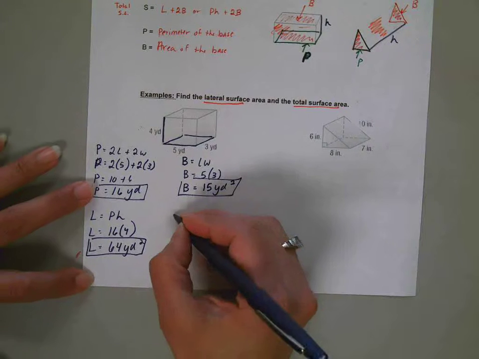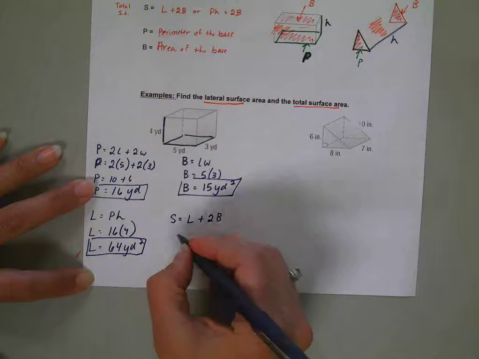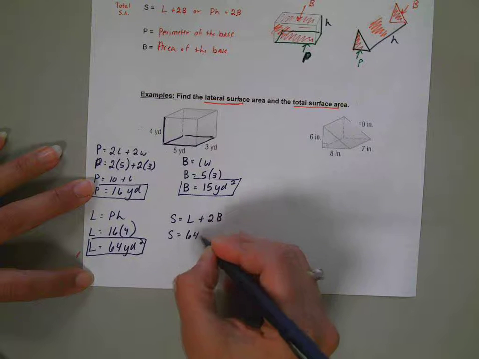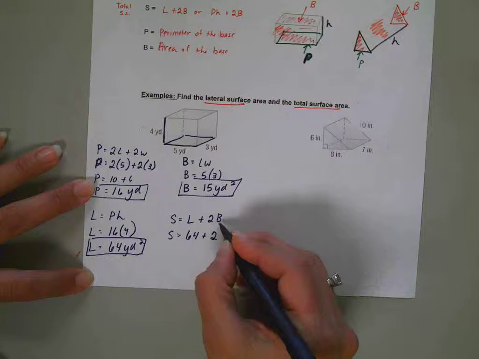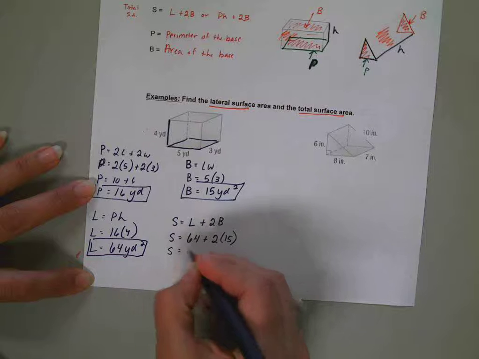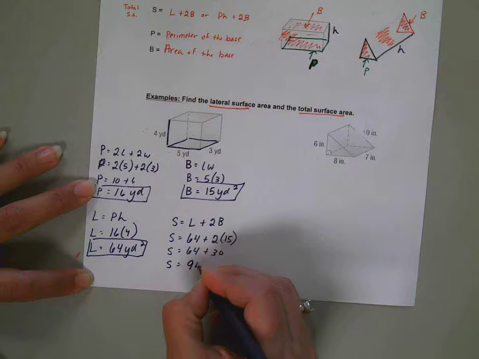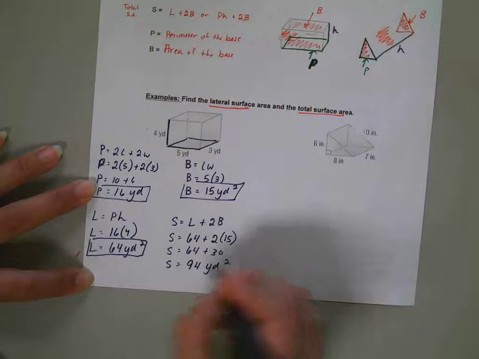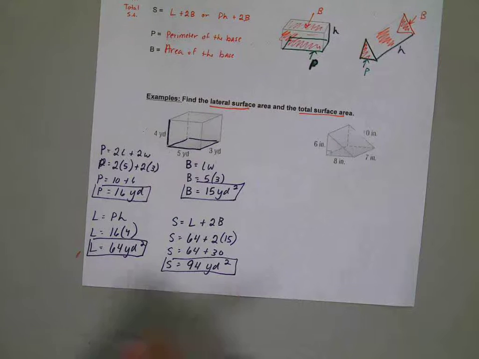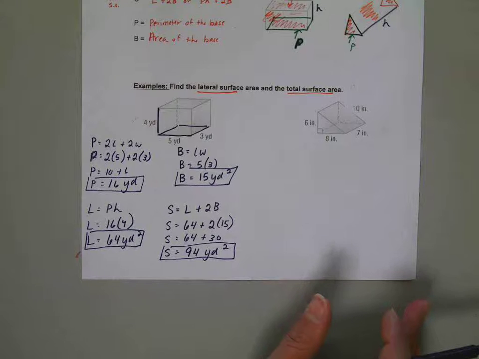Now I can substitute my lateral in for my total surface area. So lateral was 64, big B was 15, so my total surface area is 64 plus 30, and that is 94 square yards. So all I'm doing is finding the perimeter and the area of the base first, and then I'm substituting those in for lateral, and then when I find my lateral, I'm substituting that in for my total.